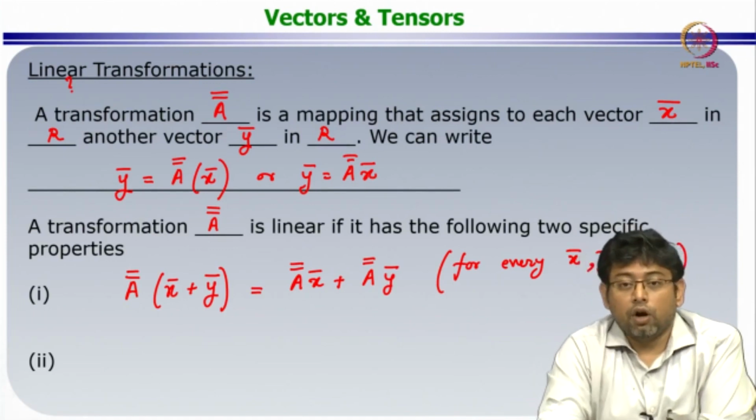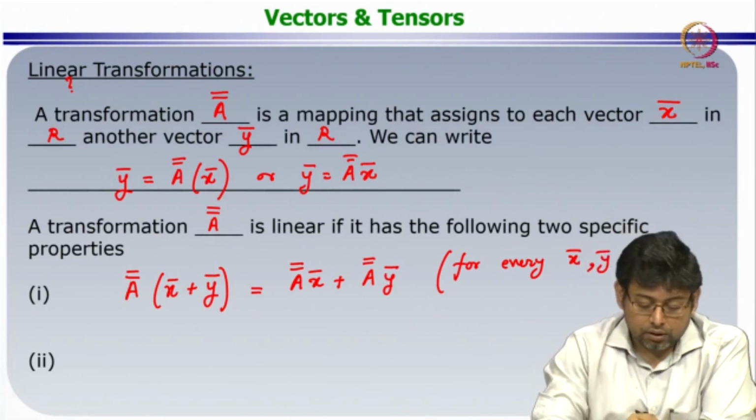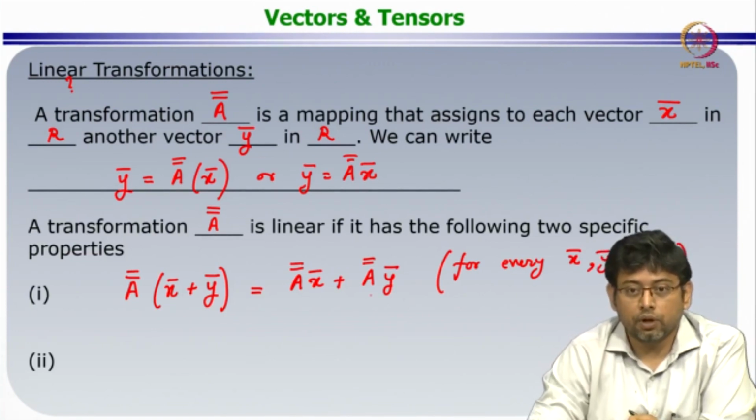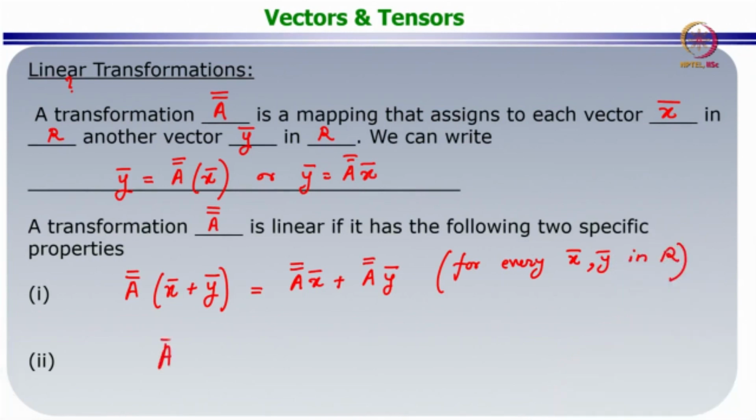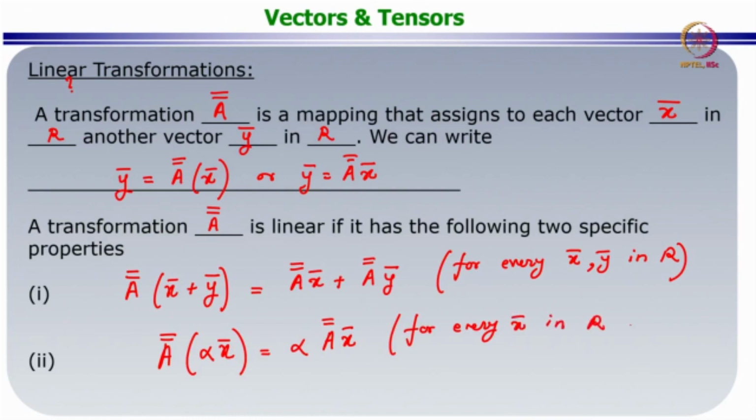So it is not sufficient if this rule applies to only specific vectors in R. It has to apply to every single vector. Another important property concerns scalar multiplication of a vector. Let us say A is now acting on alpha times x bar, then this is the same as alpha multiplied on A x bar. So you apply the transformation A on x bar first, and then you multiply it with alpha, and this has to be true for every x in R and every scalar.